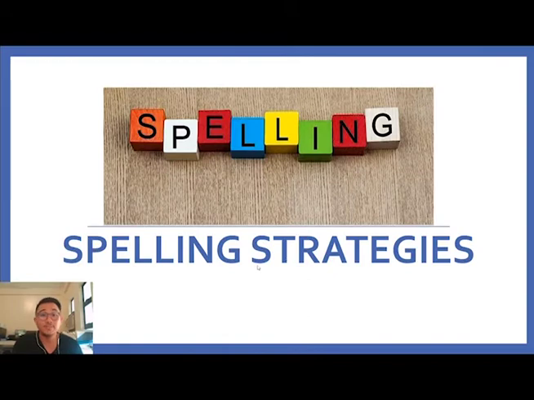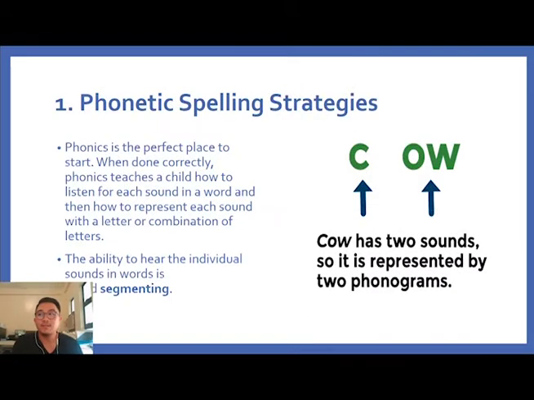Here are some spelling strategies. Let's start with phonetic spelling strategies. Phonics is the perfect place to start. When done correctly, phonics teaches a child how to listen for each sound in a word and then how to represent each sound with a letter or combination of letters. The ability to hear the individual sounds in words is called segmenting. To know more about segmenting, let's watch this short video.